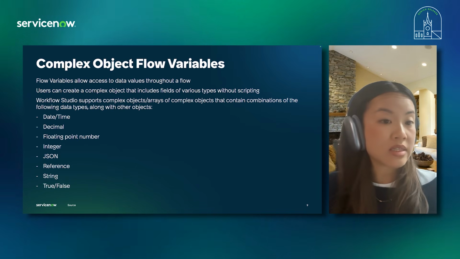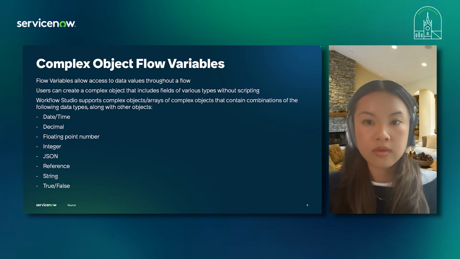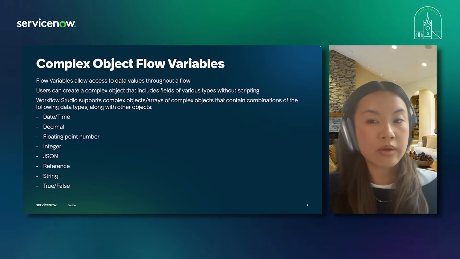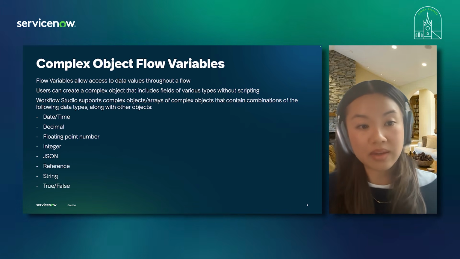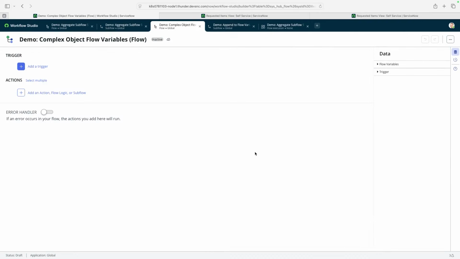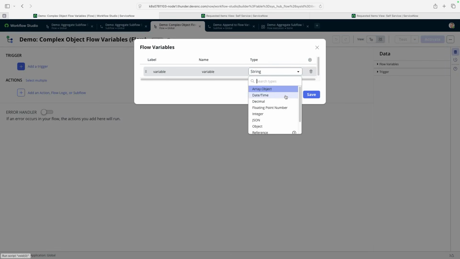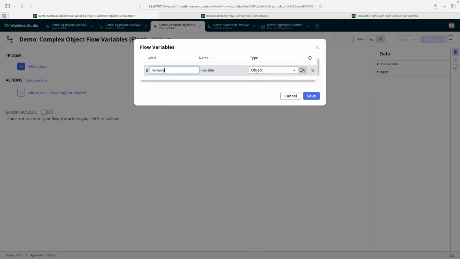We've also added support for the arrays of these objects. So previously implementing these required custom scripting, and now we make it easier with just a few clicks. So in Flow Designer, you can navigate to flow variables here. And now you'll see the new options to create an object or an array of an object. So let's try these out right now.